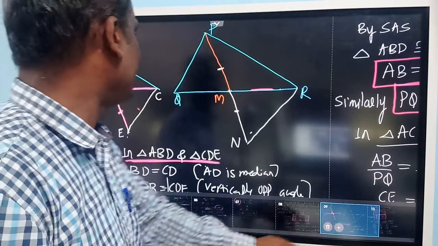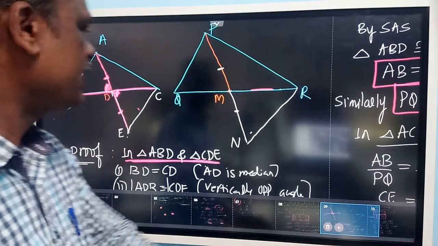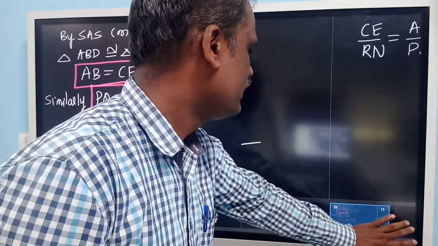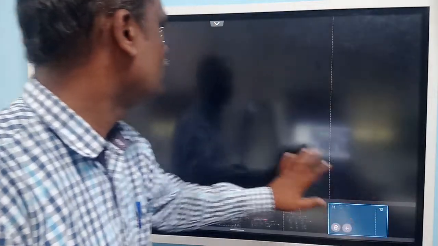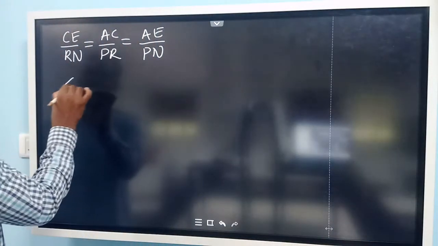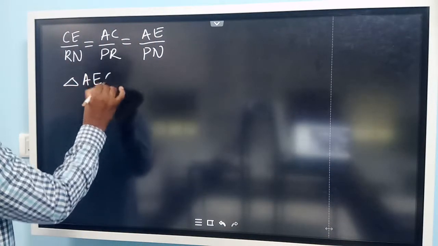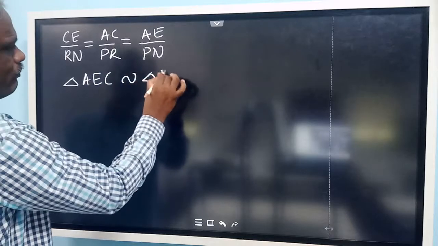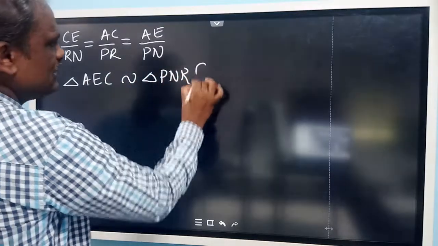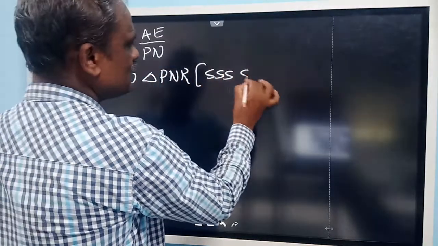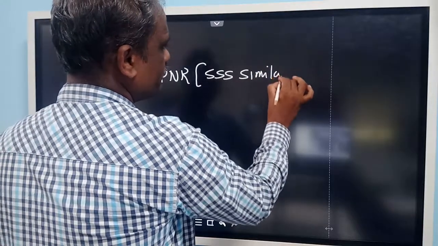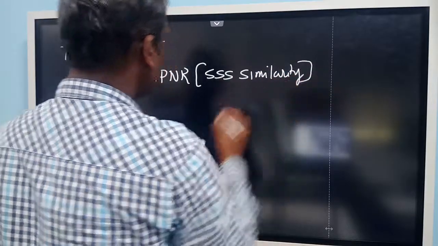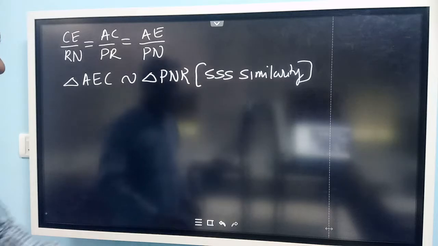Therefore I can write triangle AEC is similar to triangle PNR. So therefore triangle AEC is similar to triangle PNR. This is by SSS similarity. Okay, we have proved that by SSS similarity.